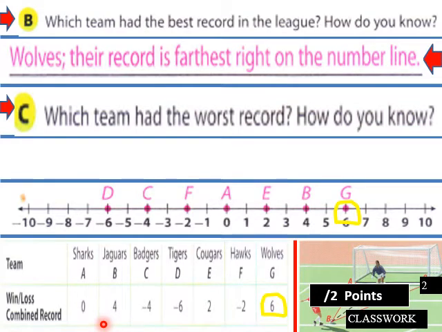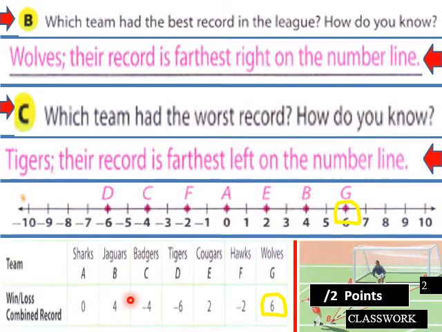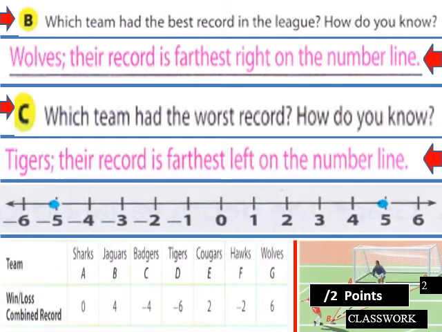And then which team has the worst record? How do you know who's got the worst record? Well, Tigers, their record is furthest to the left, so that'd be -6, right? Here's the Tigers here. -6 Tigers, and then this is their score. So they're the farthest negative. That would be considered the worst record here for the soccer team.